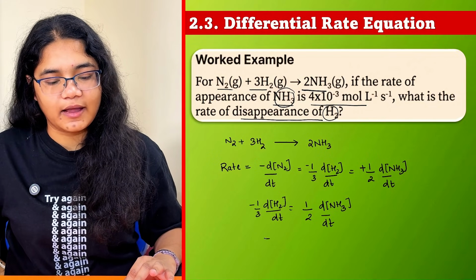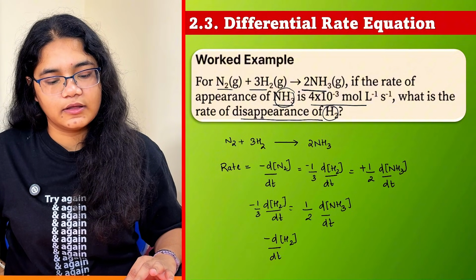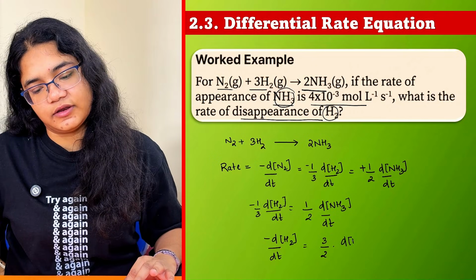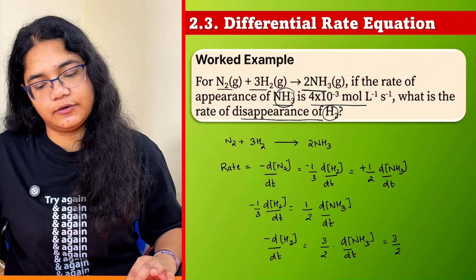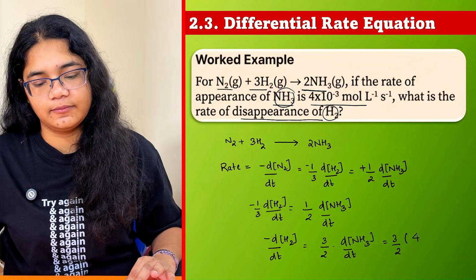Now minus d[H2] by dt is equal to 3 by 2 d[NH3] by dt. So that will equal 3 by 2 times d[NH3] by dt, which is 4 into 10 to the power of minus 3.